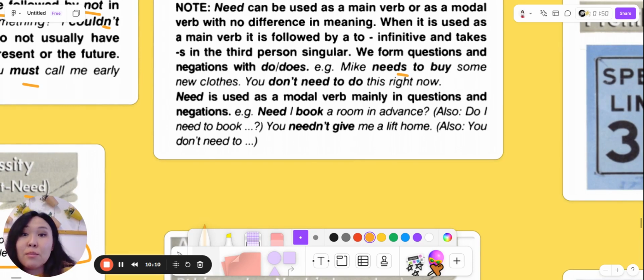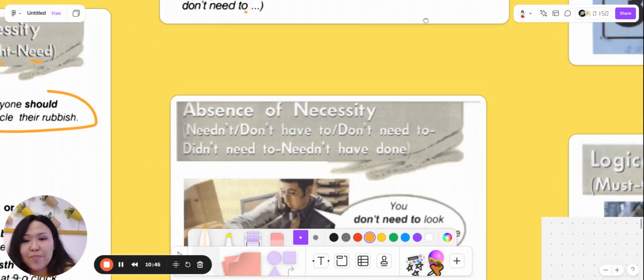He needs to buy. You don't need to do this right now. We're using don't to make a negation. Need is used as a modal verb mainly in questions and negations. Need I book a room in advance? Also, do I need to book? Yeah, we can also use it as a main verb here. Or you needn't give me a lift home. You don't need to. But usually I hear now that we mostly use need as a main verb now. But you can also hear it, like, you needn't help me.